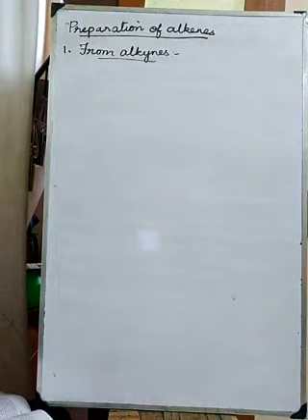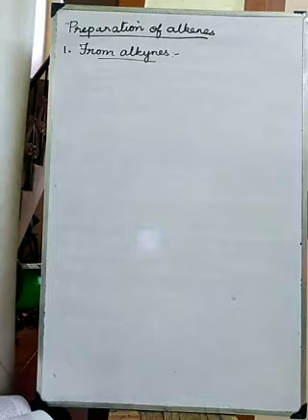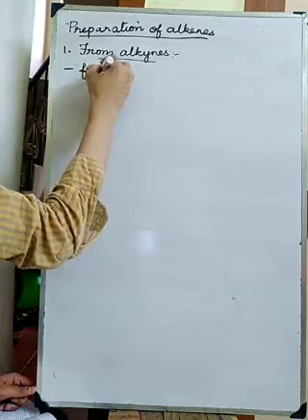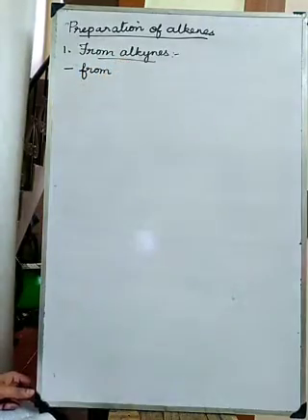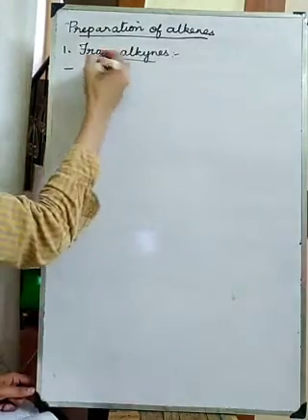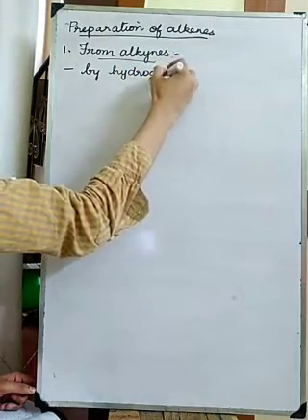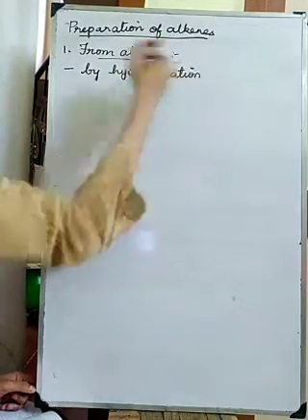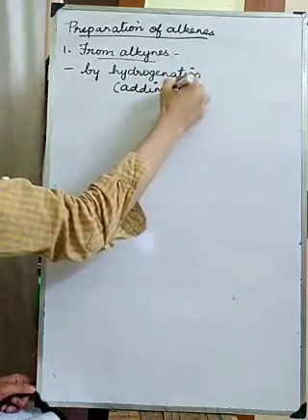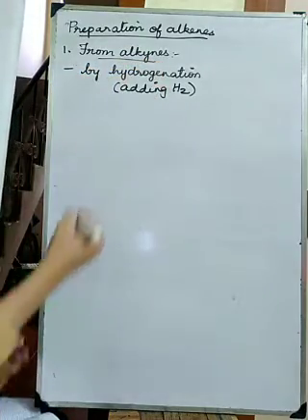How will we prepare it? I already said this in alkanes preparation. Hydrogenation. From alkynes it is prepared by hydrogenation. Hydrogenation means what? Adding hydrogen. Where are we going to add hydrogen? We are going to add it in alkynes.